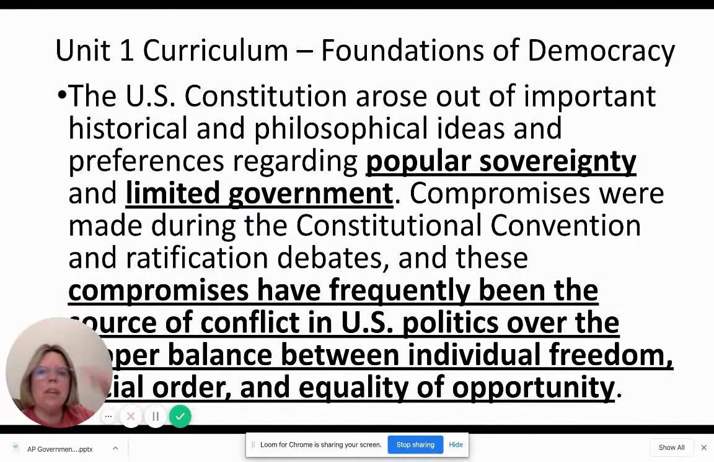Okay, so I'm going to read through this curriculum, but I will break at some certain points and jump in to share my thoughts around this, but I will read directly from the AP curriculum.